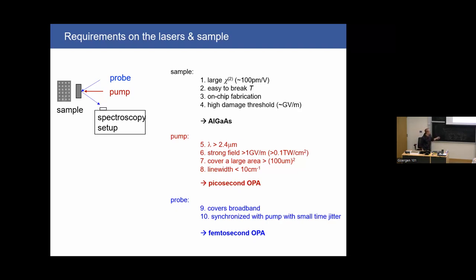So at the end, we settled on aluminum gallium arsenide. Now, aluminum gallium arsenide usually has a band gap around 700 nanometers or so, which then places a requirement on your pump wavelength.